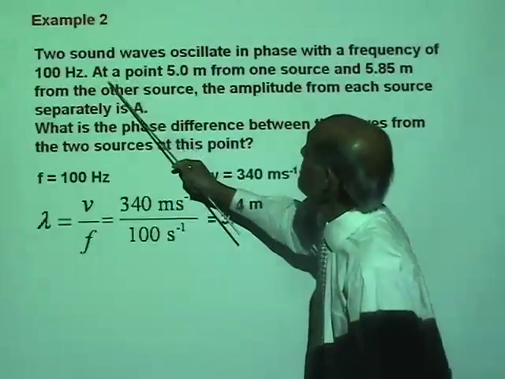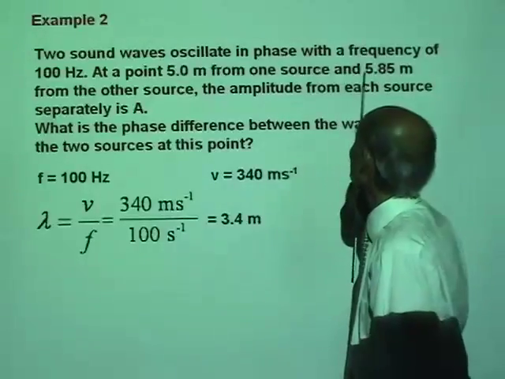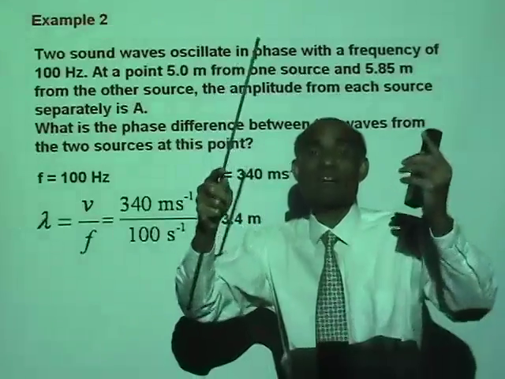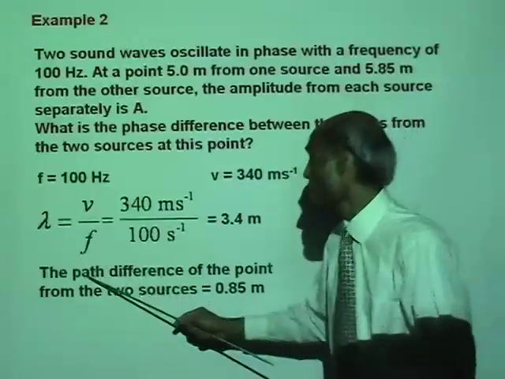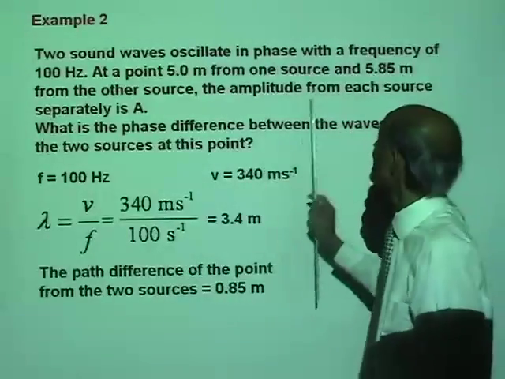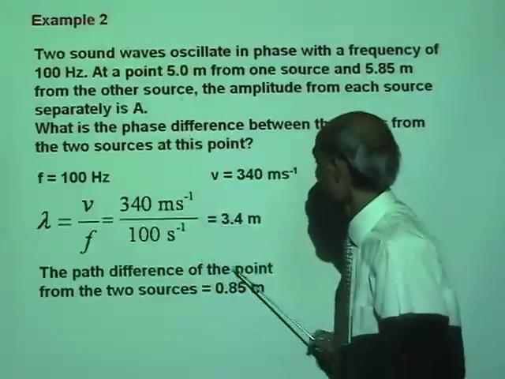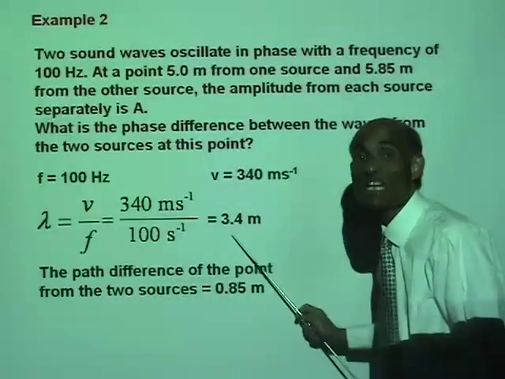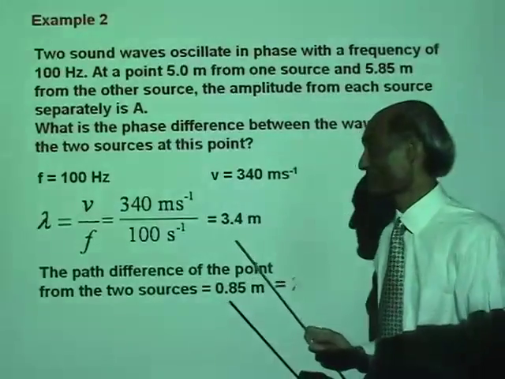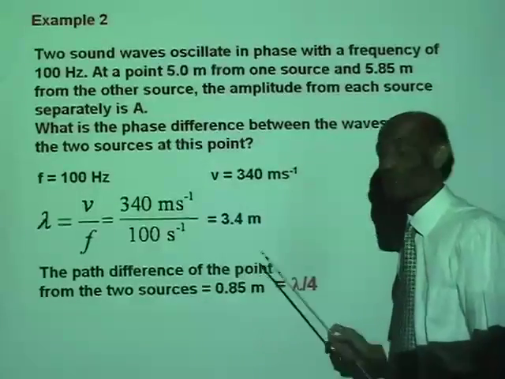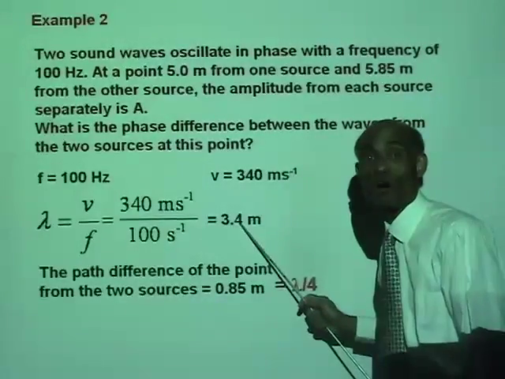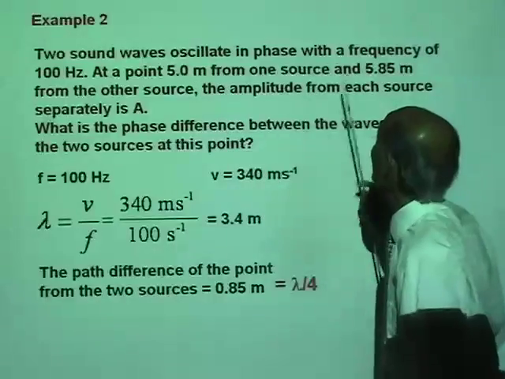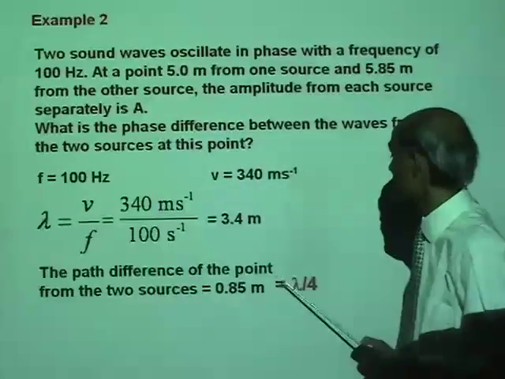the point at a 0.5 meter from one source and 5.85 meter from the other source, what is the path difference between the paths taken by these two waves? The path difference of the point from the two sources is 5.85 minus 5, that is 0.85 meter. Can you tell me, this 0.85 meter is what part of this wavelength? Well, that is a quarter of a wavelength, because 0.85 is a quarter of 3.4. So the path difference between the 2 points for the waves reaching at that point is lambda by 4.